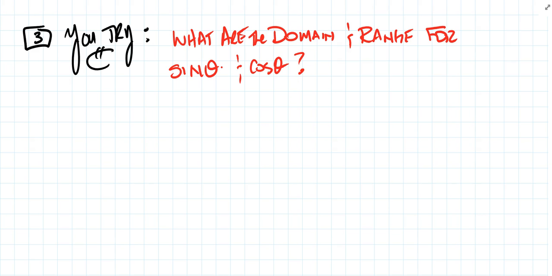Okay, so here's your U-try. Not a trick question, just asking you to think about this. What are the domain and the range for sine theta and cosine theta?